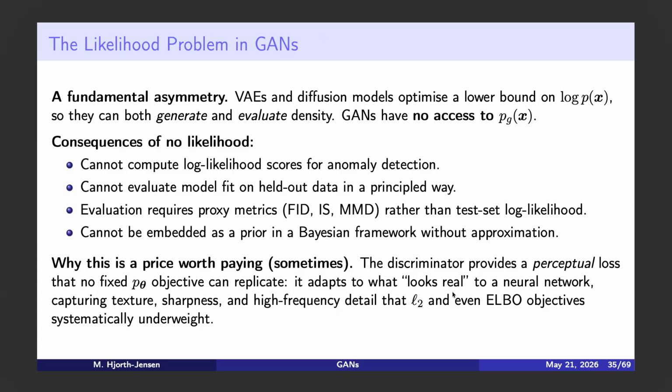I want you to keep this in mind, as we mentioned before the break, when we look at these different models. Variational autoencoders and diffusion models actually optimize a lower bound on this log P as a function of the parameters. So they can both generate and evaluate a probability distribution. The GANs have no access to the probability distribution. So in many applications in the physical sciences, whether you do chemistry, physics, mathematics, and so on, you often want to have the probability distribution.